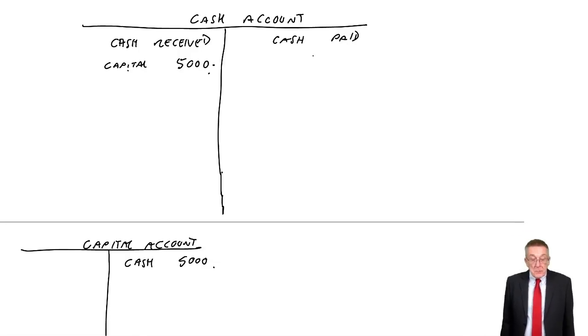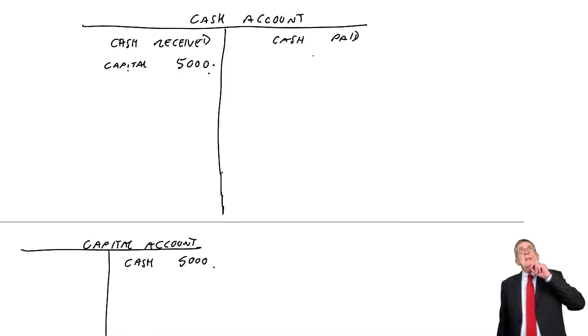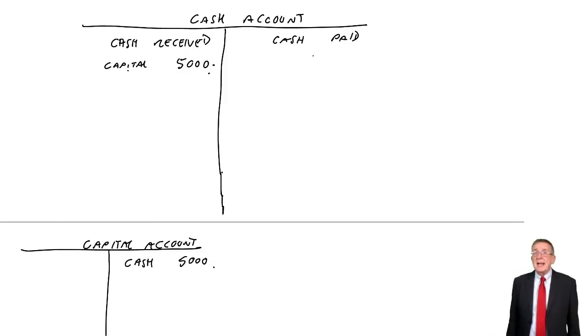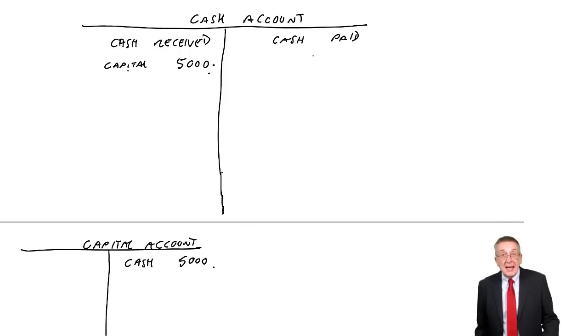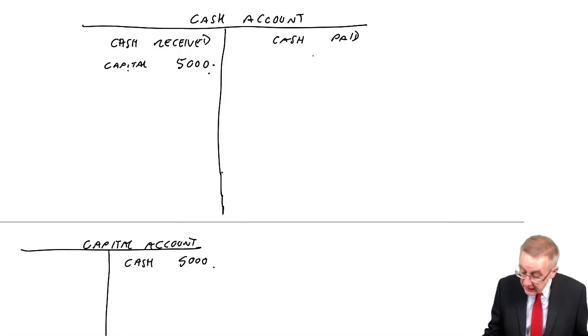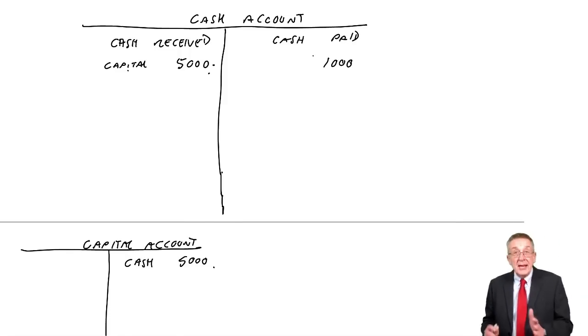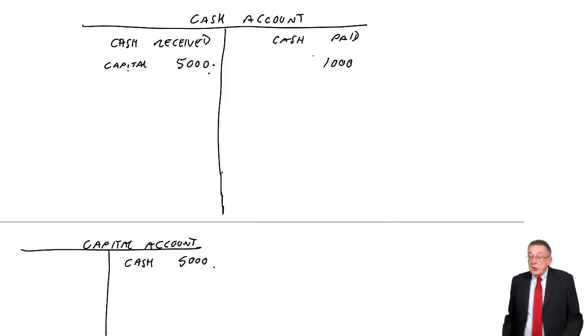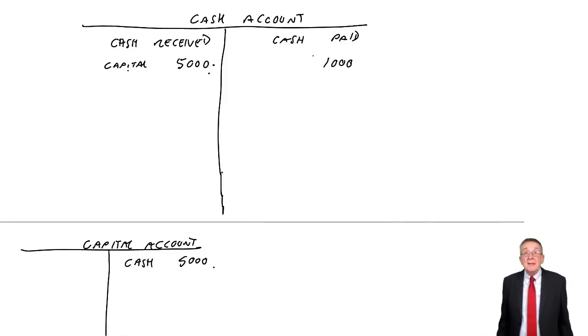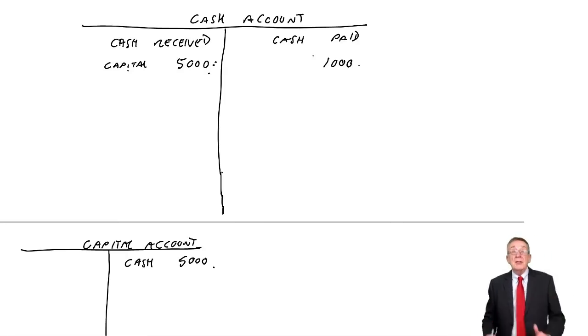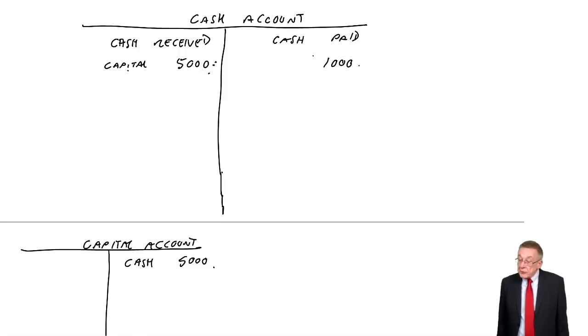Let's move to the next one. We buy a car for 1,000 cash. 2 effects. The first effect is we have less cash. So let's turn to our cash account. We've paid cash, so we'll put 1,000 on the right-hand page. And you can see it means it'll be really easy later. If I ever wanted to know how much cash is left, that's what came in, that's what went out, I just take the difference.